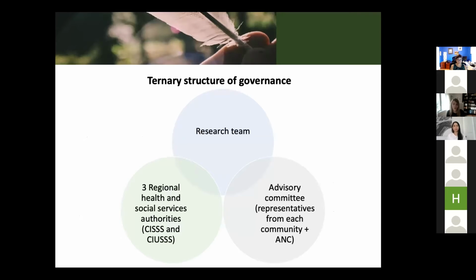So in this research project, it involved partnership with academic, Indigenous, and health services actors. So we decided to adopt a ternary structure of governance inside the project to facilitate the dialogue and knowledge translation between the 3 entities embodied by the research team, the advisory committee, and the regional health and social services authorities. So this is a visual representation of how we envision the joint governance of the project.